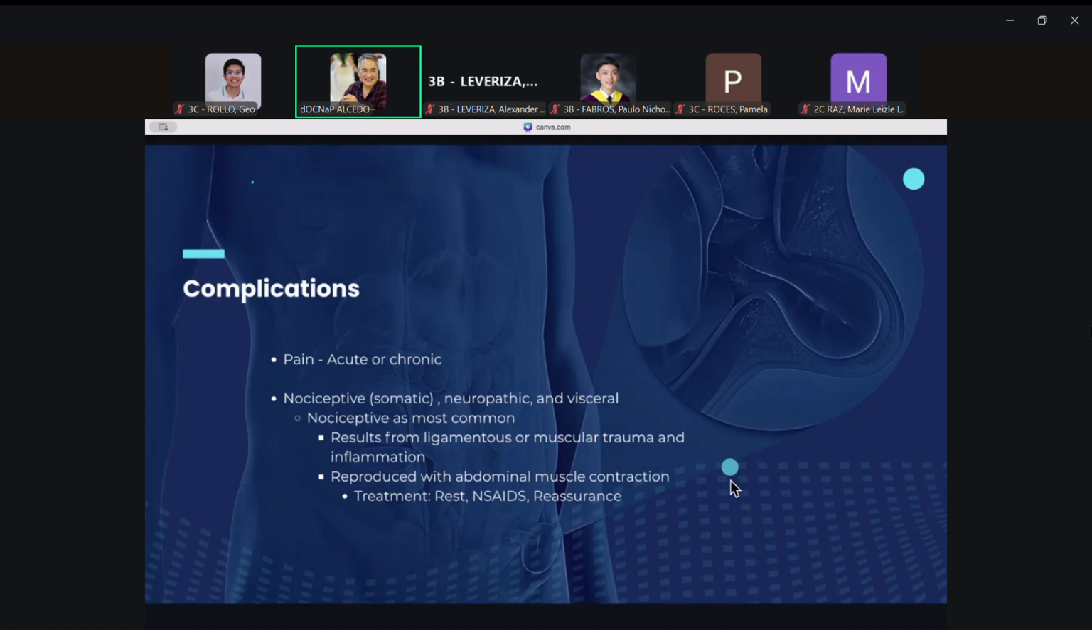So treatment can be with NSAIDs, and of course you just have to reassure the patient that this is just a temporary thing, hopefully, and will resolve with time.